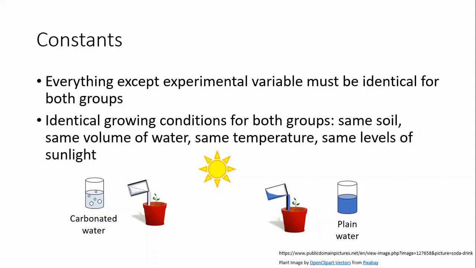So for example, let's say that you grew the plain water plant in a part of the room that's not getting as much sunlight. Well, if you get different results, how do you know that it's due to the carbonation and not due to the difference in sunlight? You want everything else to be identical so that you can legitimately make a claim that, hey, the differences that I've got in my data between these two groups is due to this one thing and this one thing alone.